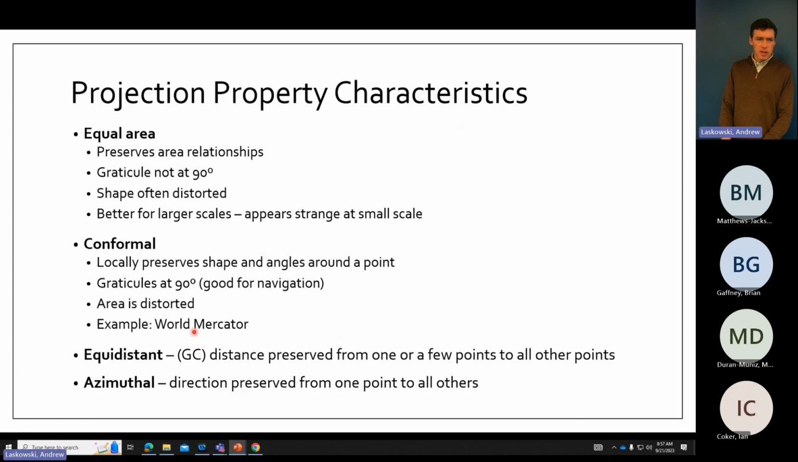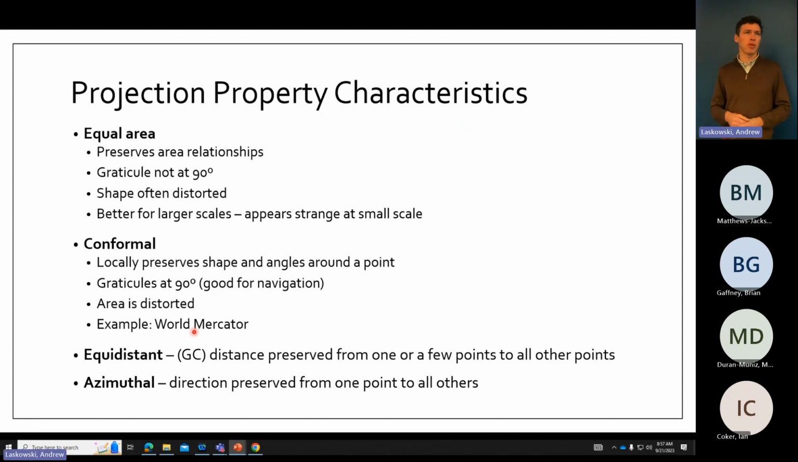Too much text on this slide, but I will try to summarize for you. So these are the common terms you will see to describe projections. An equal area projection is going to preserve the area relationships all across the map. To do that, your graticule is not going to intersect at 90 degrees. It's going to distort shape. And it's a lot better if you are using larger map scales. If you're zooming in on the Earth, this is not going to look so weird, right?